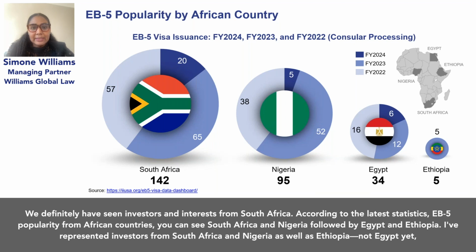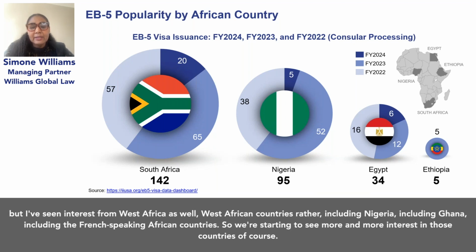Well, we definitely have seen investors and interest from South Africa. According to the latest statistics, on EB-5 popularity from African countries, you can see South Africa, Nigeria, followed by Egypt and Ethiopia. I've represented investors from South Africa and Nigeria, as well as Ethiopia, not Egypt as yet, but I've seen interest from West Africa as well. West African countries rather, including Nigeria, including Ghana, including the French-speaking African countries. So we're starting to see more and more interest in those countries, of course.